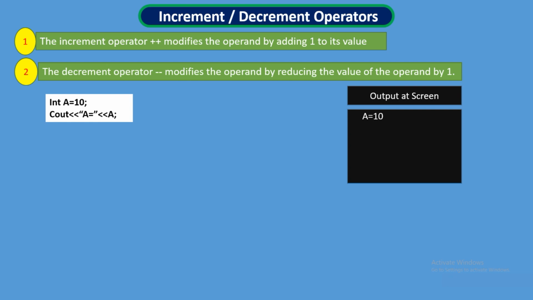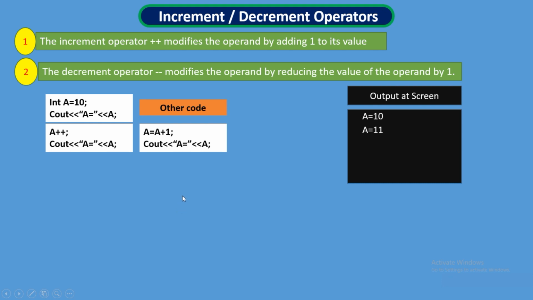Suppose we have a variable a equal to 10 and we display it with cout. At the output screen we see a is equal to 10. In the next step, we increase the value of a with a plus plus and display this value. At the screen we see a is equal to 11. It means one value is increased in variable a and we have a equal to 11. In the same way, this code can be written as a is equal to a plus 1. The output will be the same, a is equal to 11.